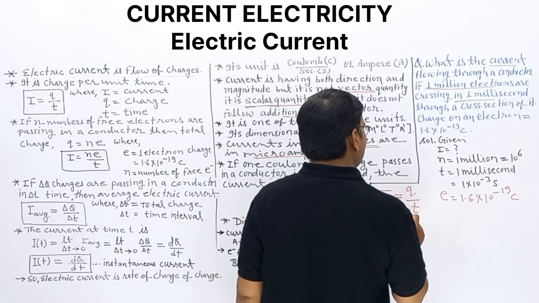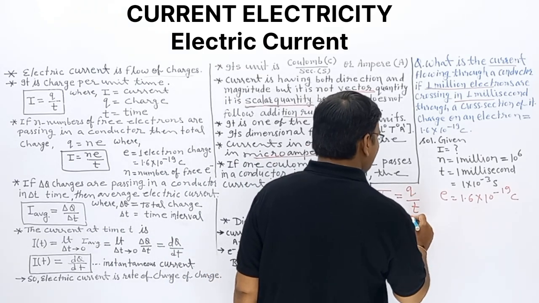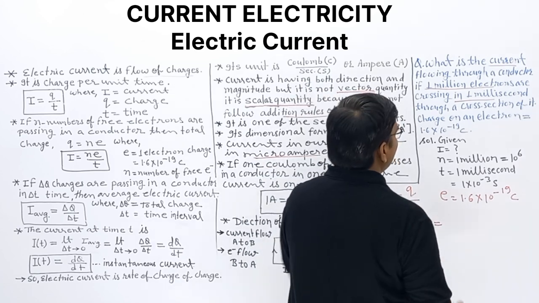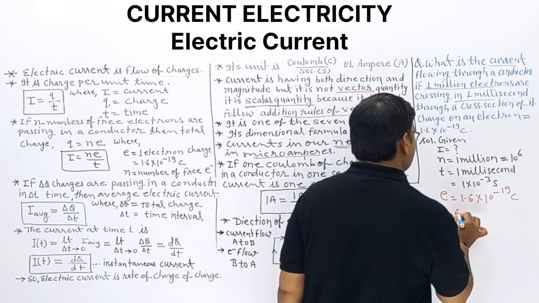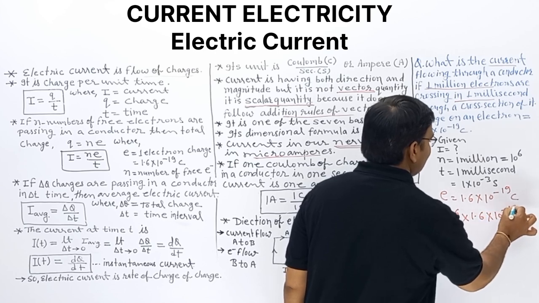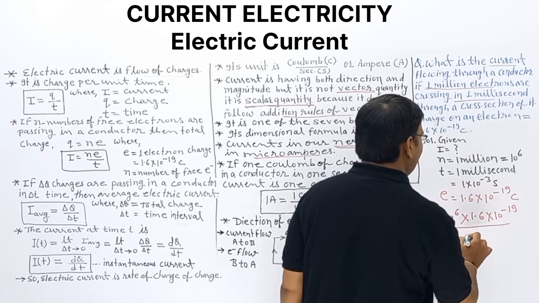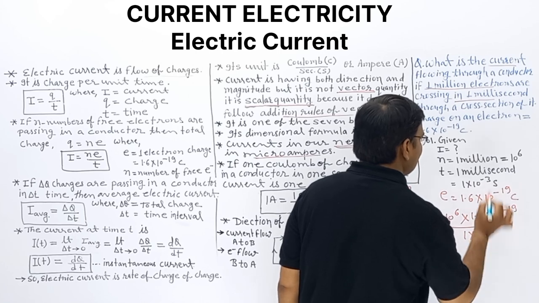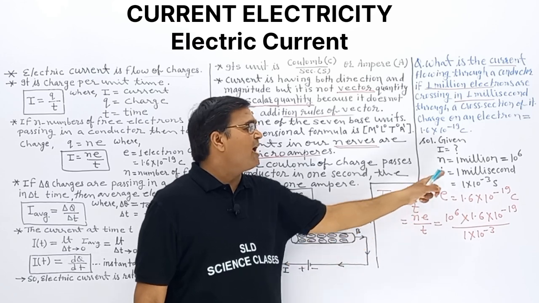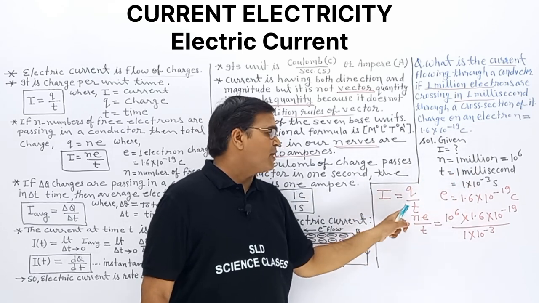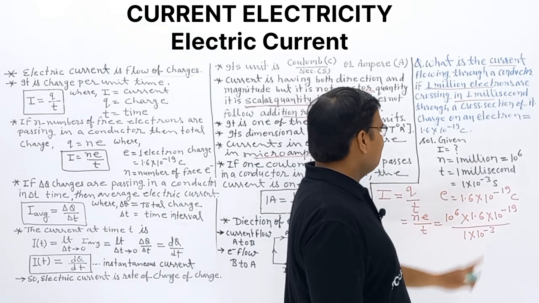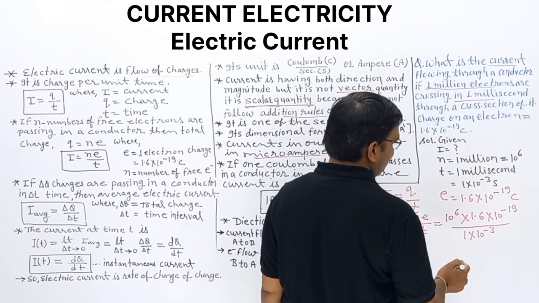So what will be the current? I equals Q upon t, that is n e upon t. So n is 10 to the power 6, into the charge of 1 electron, 1.6 into 10 to the power minus 19 coulomb, and time is 1 millisecond, 1 into 10 to the power minus 3 second. Why? Because current is coulomb per second, so time should be in seconds. We cannot use millisecond. Charge is in coulomb, so don't worry about that, it will be as it is. Now we will solve.